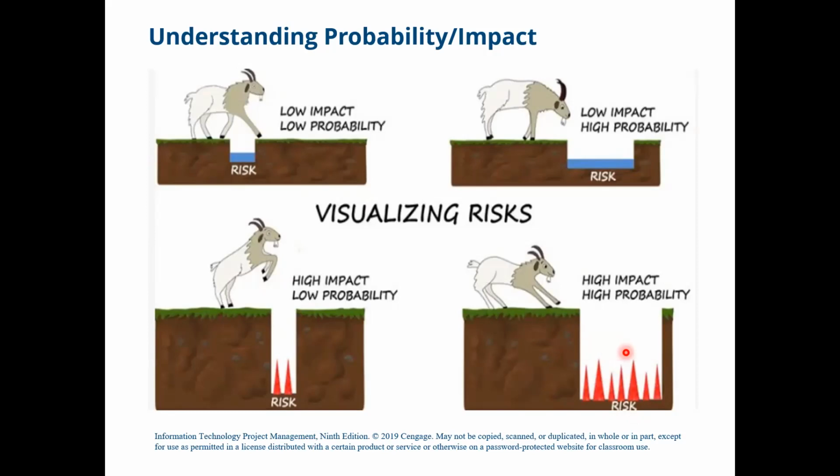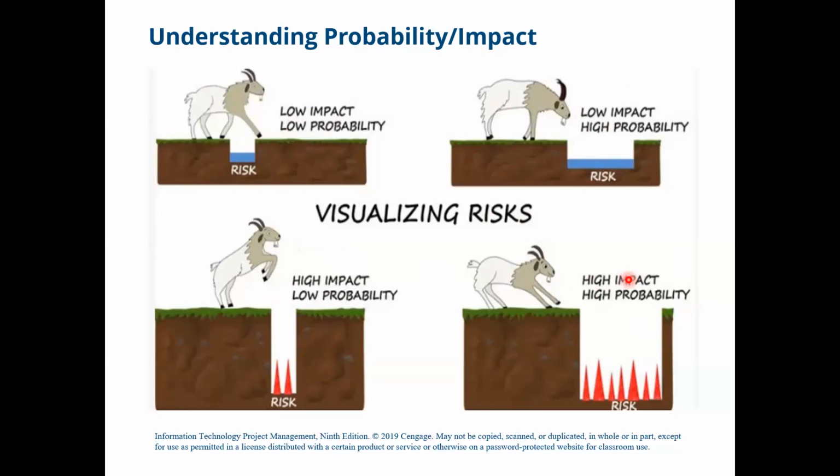What we understand from all this discussion is that all the risks can be categorized into four divisions. In the first situation, we see the probability of this event is low and the impact is also low. In the second case, the probability of the risk is high, but the impact is low. In the third case, the probability is low, but the impact is high.